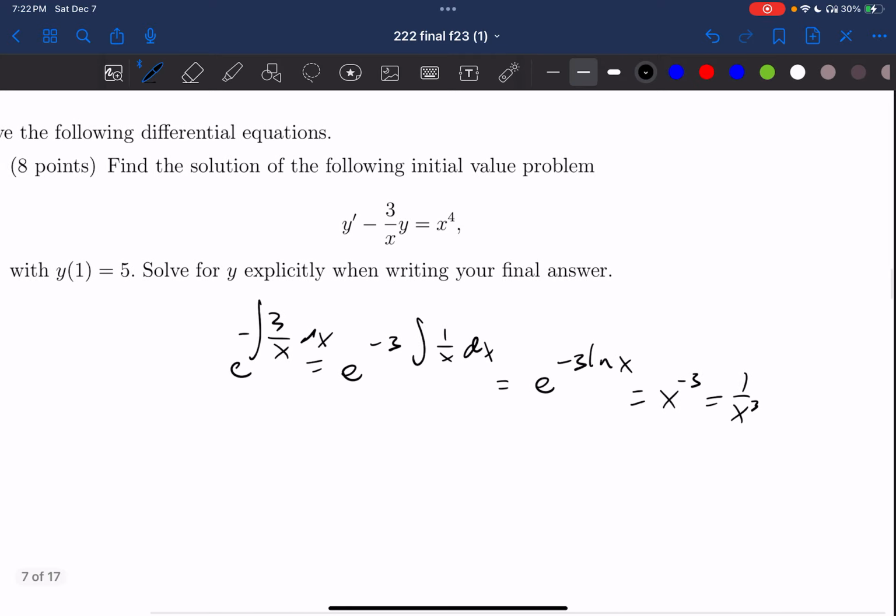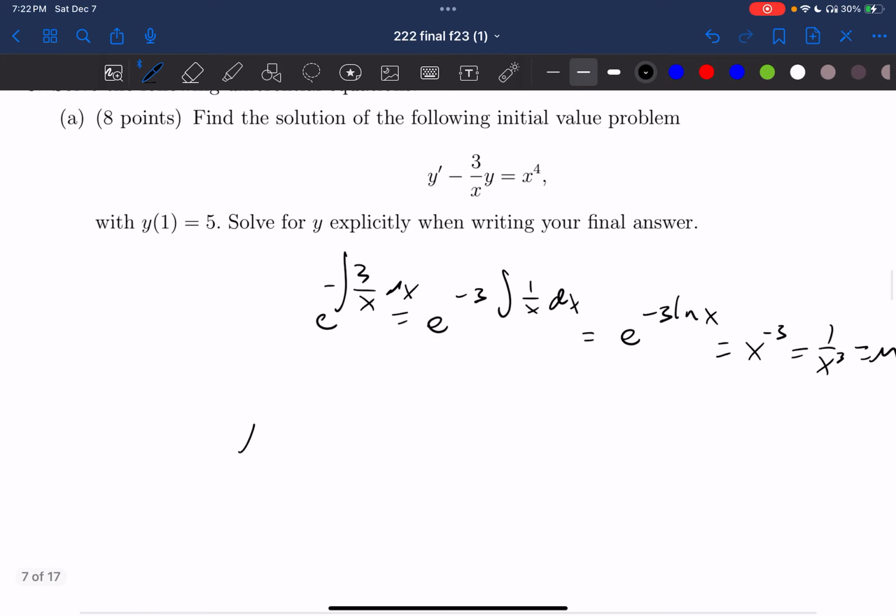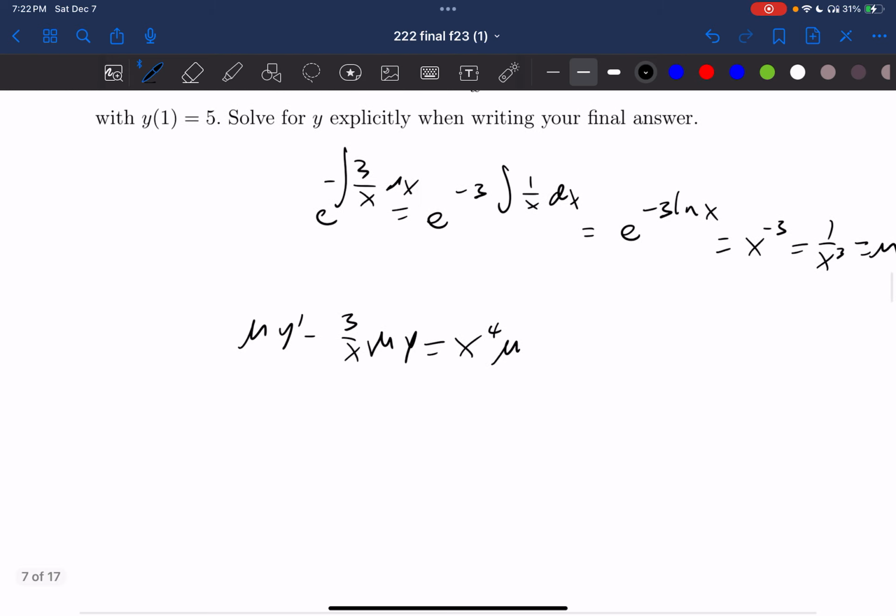Now we have this, we can say this is equal to mu. Multiplying everything by mu, we get mu y equal to x to the fourth power times mu. Applying our knowledge of implicit differential equations, we know we can write this as the derivative of mu times y equal to x to the fourth power times mu. Now integrating both sides.